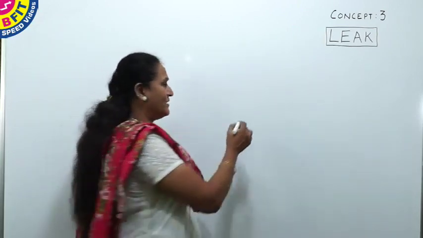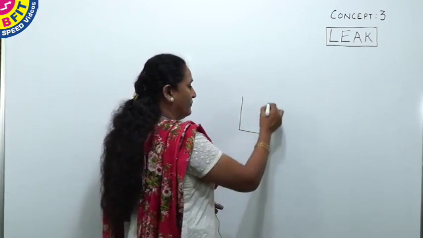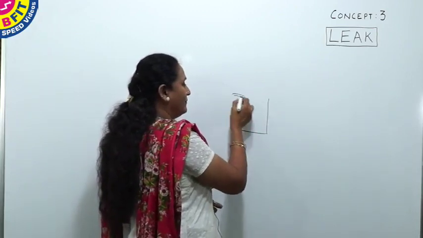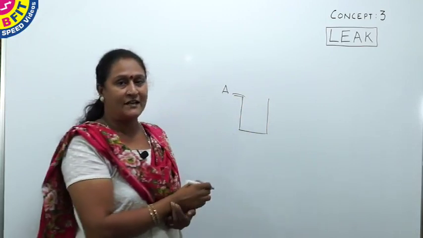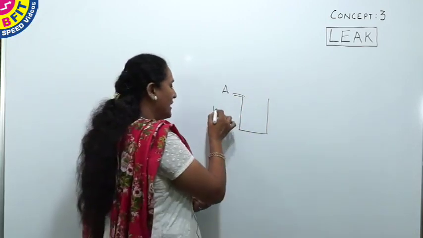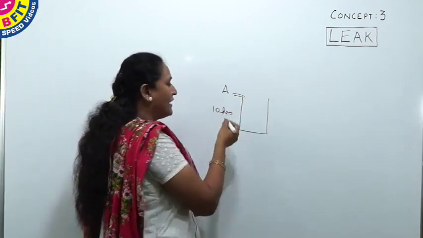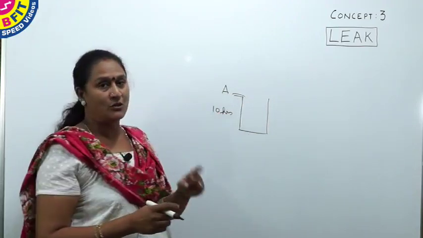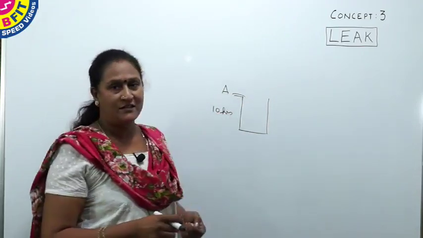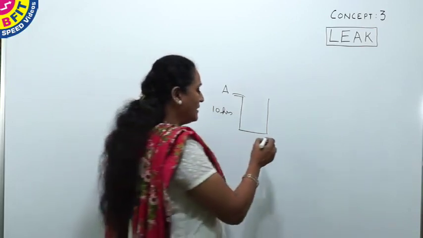Say suppose there is a tank and a pipe A fills the tank. So the usual time taken by this pipe to fill the tank is 10 hours. There is only one pipe which is filling this tank. But there is a leak in the tank.